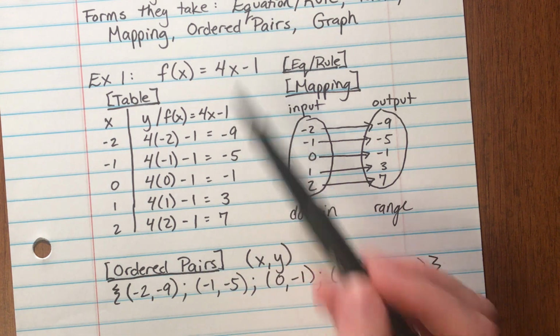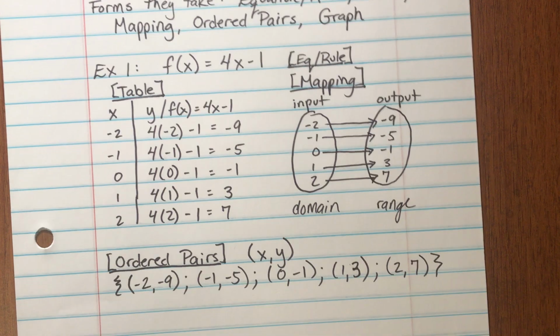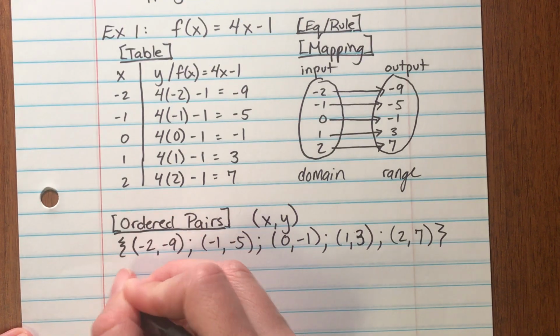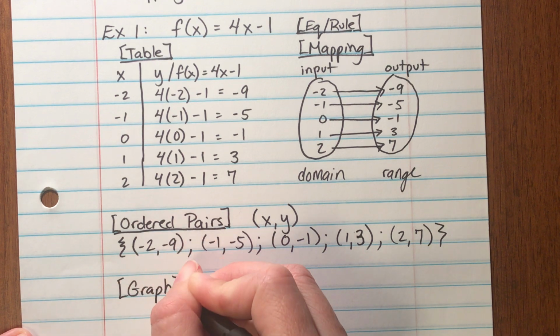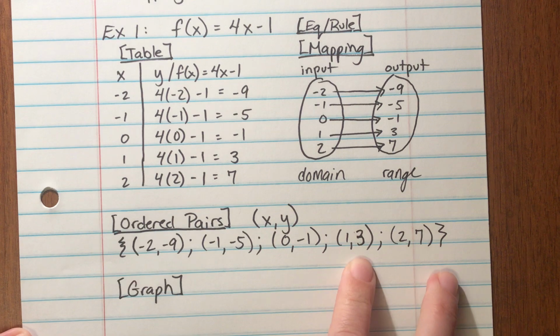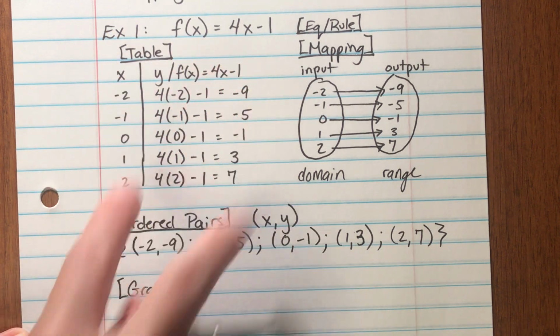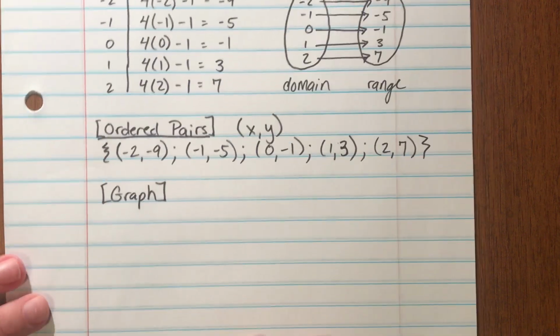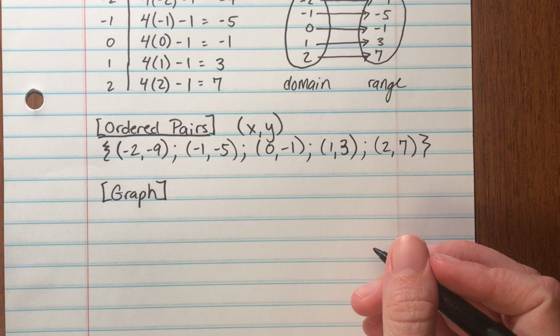So you could also go directly from the rule to a set of ordered pairs as long as you have some input values. And then last but not least, of course, we're going to have the graph. Now, the graph is really nice once we have the ordered pairs, but you could also just pair them up from a table, right? So if you have x and y values, of course, you can just begin graphing them. But we have them written out nice and neat here as ordered pairs. So I'm just going to sketch a graph.